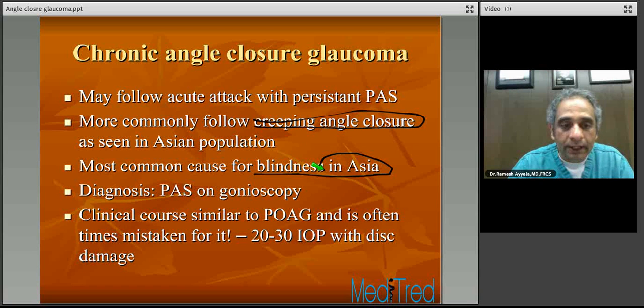And on gonioscopy, you will see that the angle has peripheral anterior adhesions. The clinical course of this entity is similar to primary angle closure glaucoma and is oftentimes mistaken for it. So careful gonioscopy is the thing that distinguishes these chronic angle closure glaucoma patients from primary open angle glaucoma, as the treatment is somewhat different between the two.